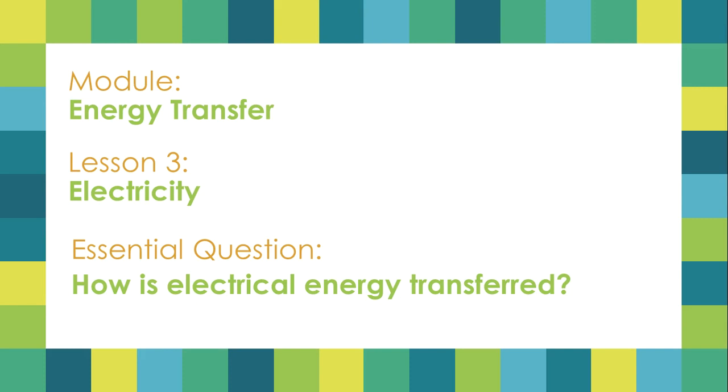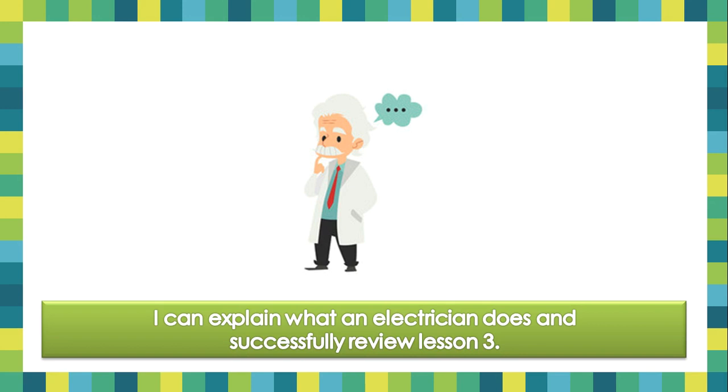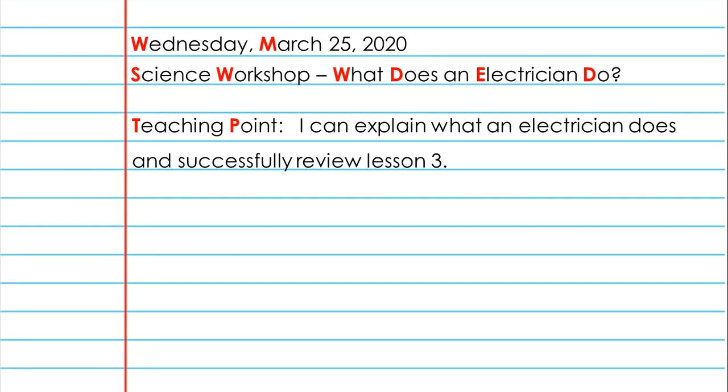Alright, so we're still on our module, energy transfer, finishing lesson 3 on electricity, and we are supposed to already be able to answer our essential question, which is how electrical energy is transferred. So yet again, our teaching point for today is, I can explain what an electrician does and successfully review lesson 3. Remember that we're supposed to have our date, lesson name, and teaching point written so far.